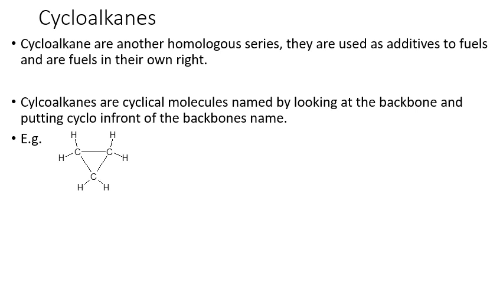Now, if this was a straight chained hydrocarbon, what would you call it? Well, I'm thinking that you would probably think it's got 3 carbons, so we're thinking prop. It's got single bonds, so you're thinking propane, hopefully. So to give this its cyclical name, all you do is add cyclo in the front, so it's called cyclopropane.